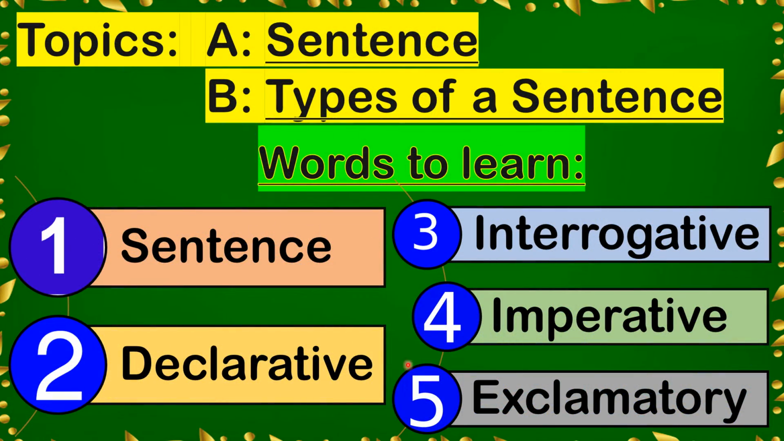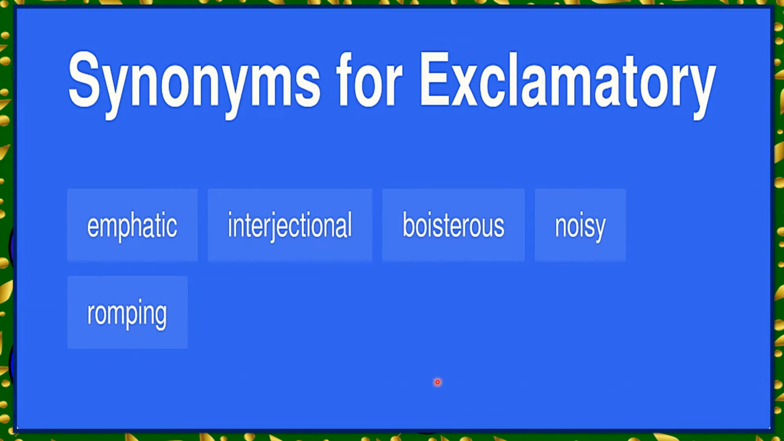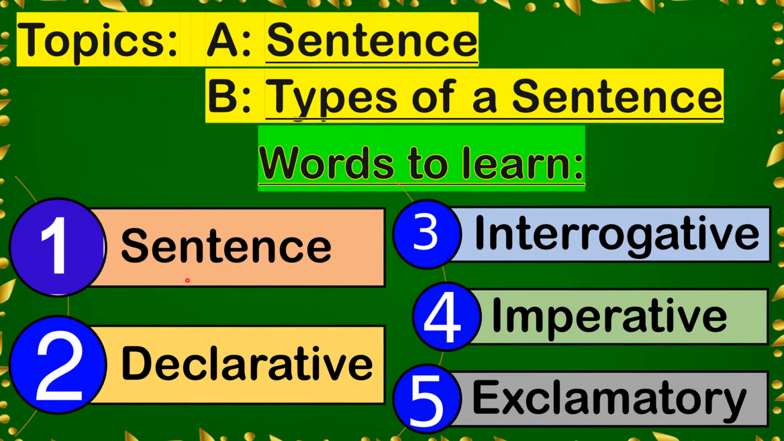And the last word that we have is exclamatory. So when we say exclamatory means emphatic, interjectional, boisterous, noisy, romping. So again, class, let's read the 5 words to learn that we will be encountering all throughout our slides. Sentence, declarative, interrogative, imperative, and exclamatory.